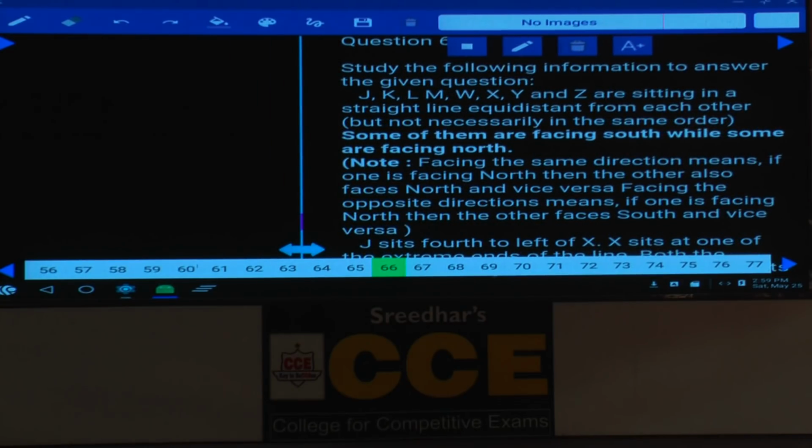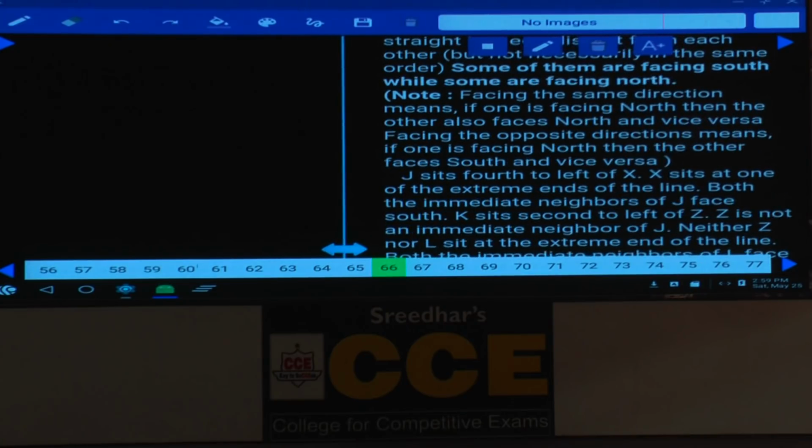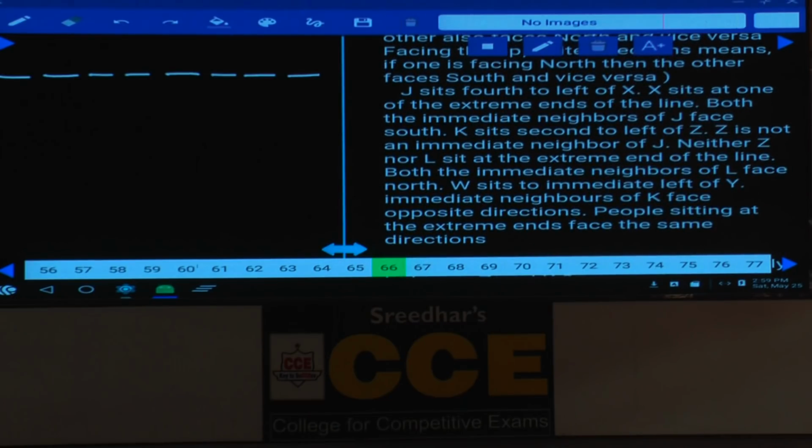Some of them are facing south, while some of them are facing north. Information clearly specified: some of the people are facing towards north, some facing towards south, isn't it? In total we have 8 people. Then, J sits to the left of X, and X sits at one of the extreme ends of the line. Tell me how many different possibilities we can have.